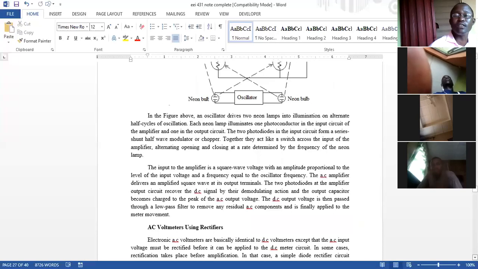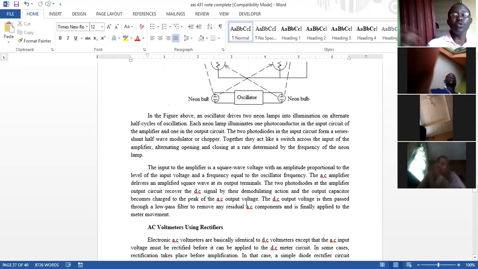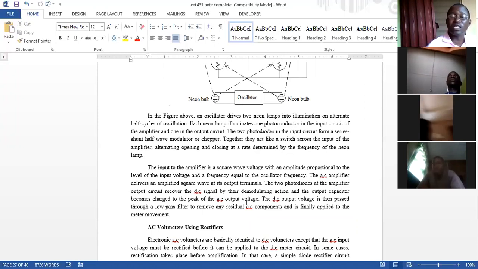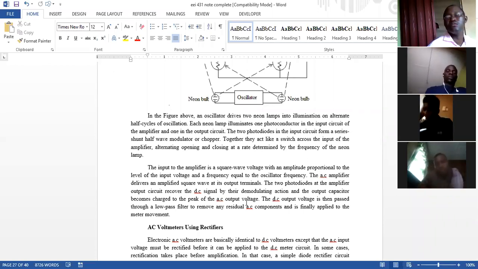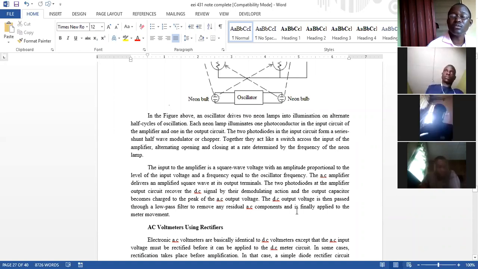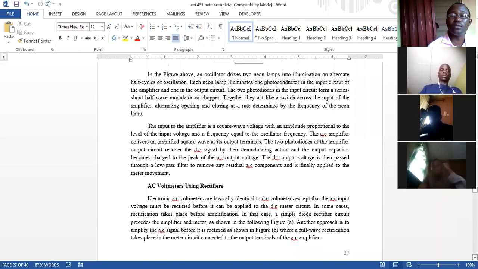Now, the input to this amplifier is a square wave, like I've explained, and the amplitude is proportional to the level of the input voltage at the frequency of the oscillator. But the signal is converted back, demodulated by the photodiode at the output. It's converted back to DC, and then the DC output voltage is taken to the filter, and anything AC will be removed by that filter. Anything AC, even if it is 2x in frequency, that low pass filter will block it away, allowing only DC to pass. So the DC output is what is now being applied to the meter. I think we get that. So that is the principle of operation of that one.